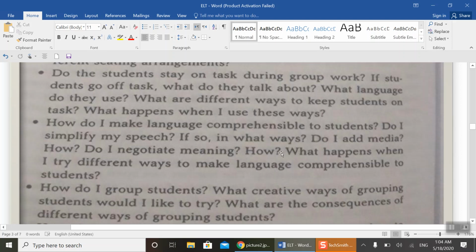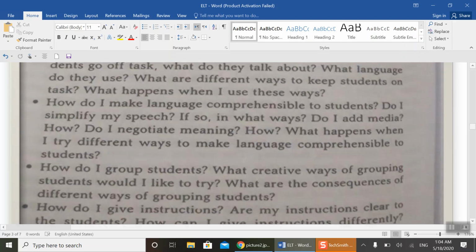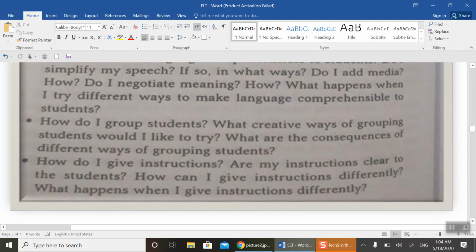If so, in what ways? Do I add media? How? Do I negotiate meaning? How? What happens when I try different ways to make language comprehensible to students? How do I group students? What are creative ways of grouping students? Remember, would I like to try? What are the consequences of different ways of grouping students?